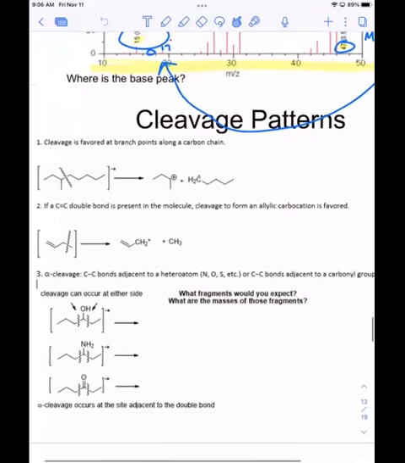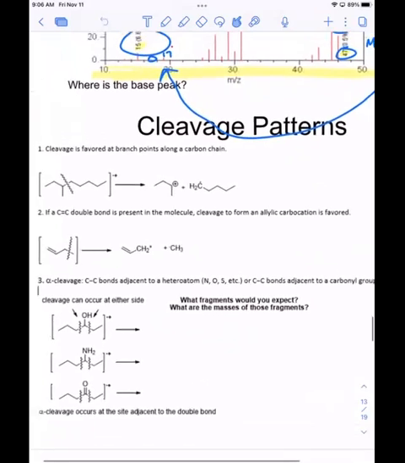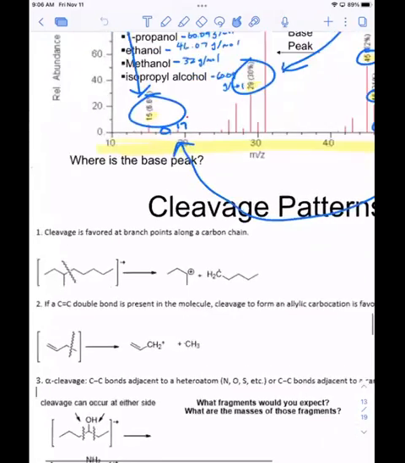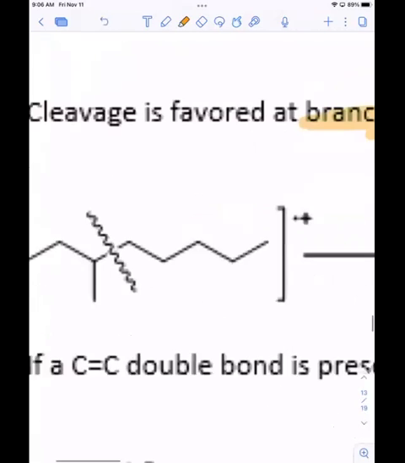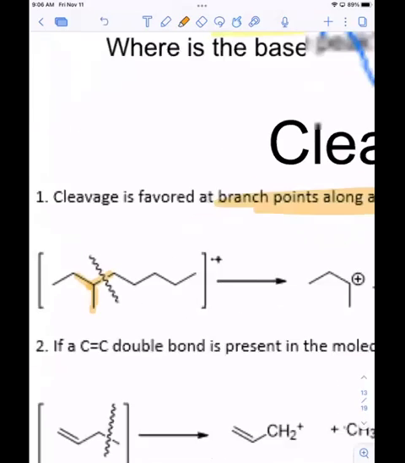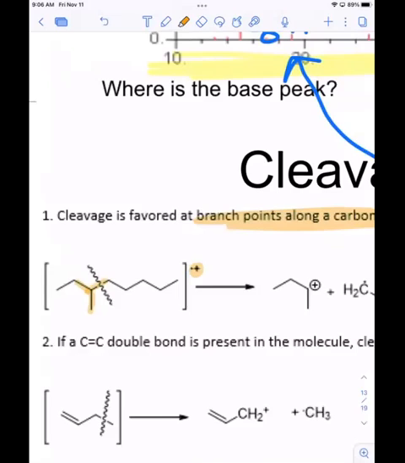some cleavage patterns for mass spec. There are a bunch of them, but they're fairly easy to recognize, right? If you have a branched alkane, as in example 1, cleavage is favored at those branch points. You can see right here, this part is branched. And when you cleave that off, remember the radical cation: the positive charge is going to go with one fragment and the radical is going with the other fragment.